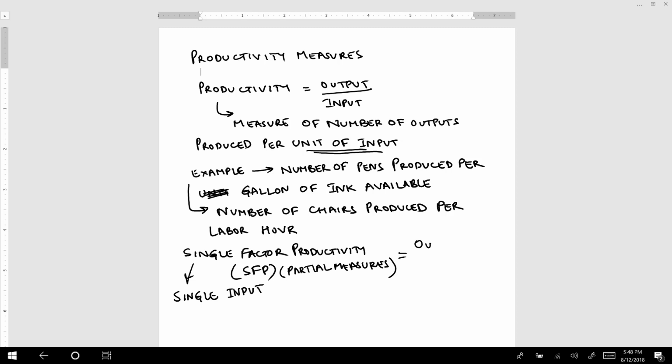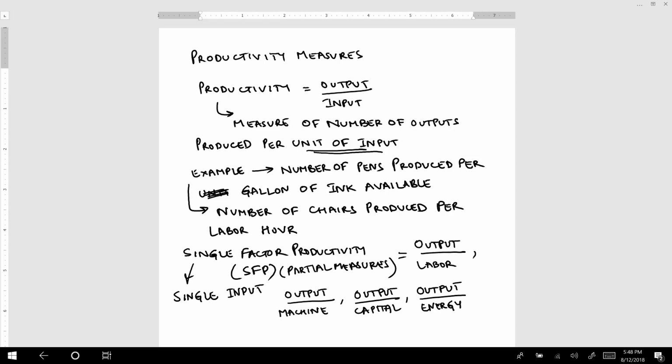The formula can be output divided by labor, or, whatever factor is available or given in the problem, output divided by machine, or output divided by capital, or output divided by energy used. So these are the single factor productivity measures.